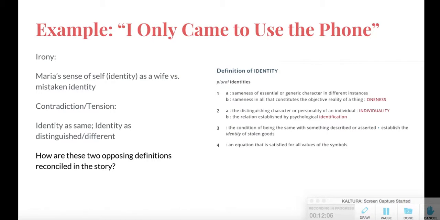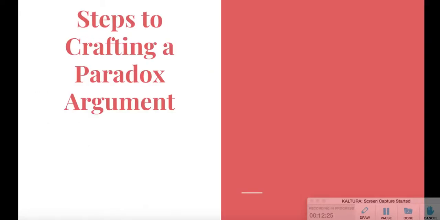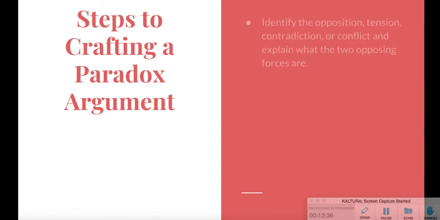So when we look up the definition of identity, we see there are two opposing definitions. The first definition is about sameness. The second definition is about difference or distinguishing characteristics. How are these two opposing definitions reconciled in the story? So notice that I ended both of those examples with questions. That leads us to understanding the steps to crafting a paradox argument.